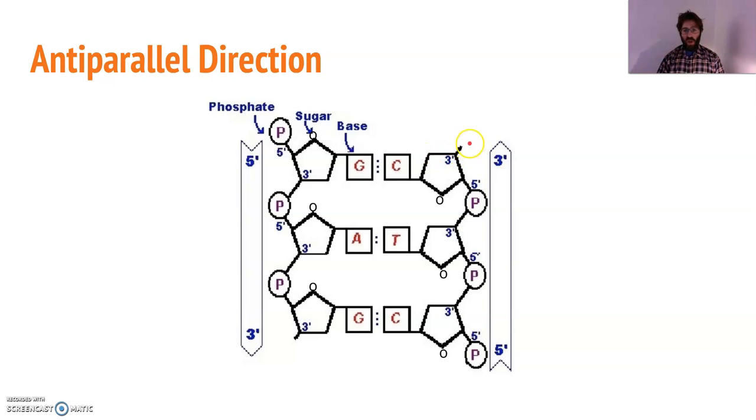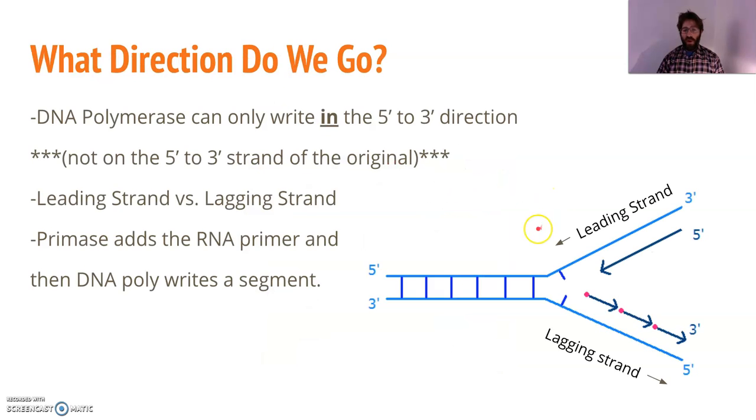I know that's a little tricky, but again, it's important to remember because DNA polymerase, remember our main enzyme, the one who does all the writing, can only write in the 5 prime to 3 prime direction. Okay, I'm going to say that again. DNA polymerase can only write in the 5 prime to 3 prime direction. This always confused me. It's not writing on the 5 prime to 3 prime strand of the original. It's creating a new strand in the 5 to 3 prime direction. Okay, you see that distinction?